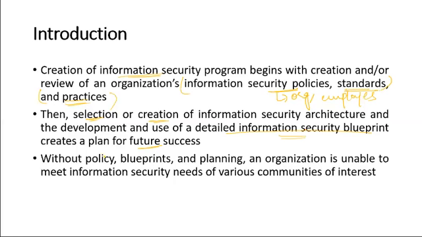The next point is about having no policy, no blueprint, and no planning. These are three things: when you do not have a policy, that is, the rules that you need to follow, the entire blueprint, and a plan, the organization will be unable to meet information security needs for the various communities of interest. So when there is a lack of these three things, it is going to be difficult, and the entire organization will not be able to provide information security to the different communities of interest. The different communities of interest are the different employees within your organization. So this is the introduction for planning for security.